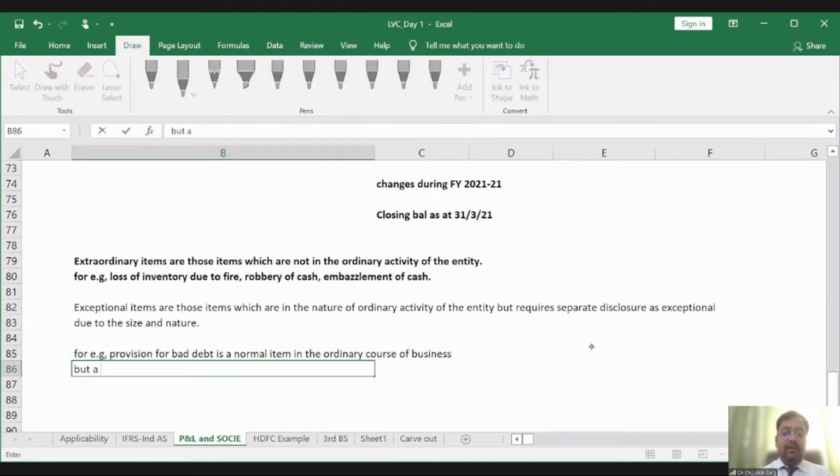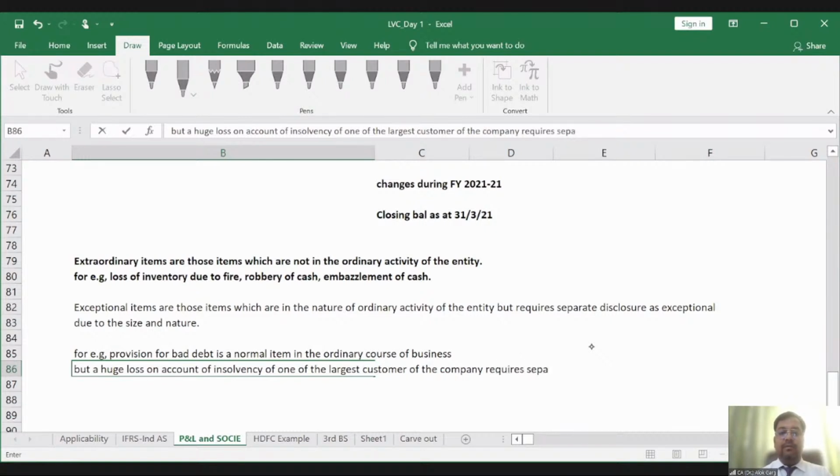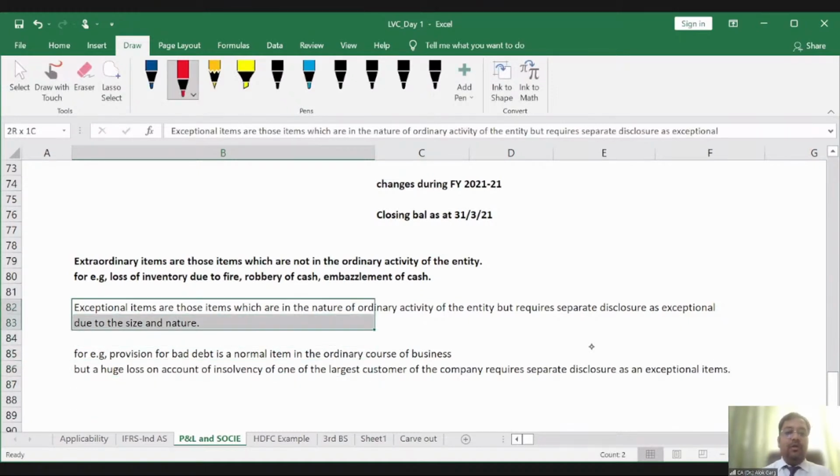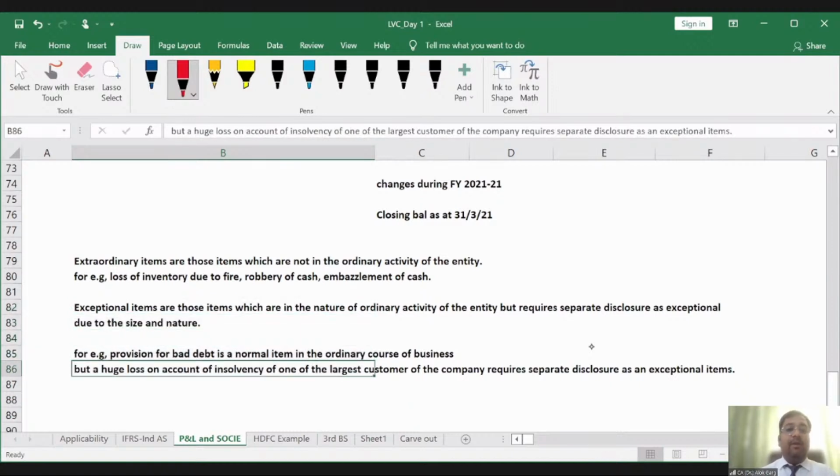But a huge loss on account of insolvency of one of the largest customers of the company requires separate disclosure as an exceptional item. Right? Understood? So what could be the other example of exceptional item?